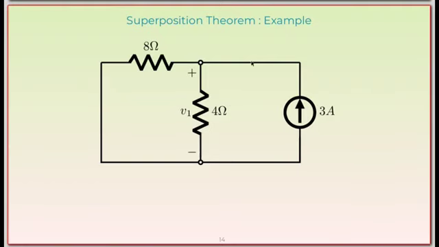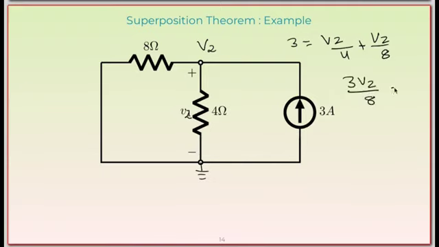Now we can apply our nodal analysis here, and this is V2. It's a misprint here; let's say this is V2, the contribution of this current source. We can apply nodal analysis by making this ground. So for V2, 3 ampere incoming will be equal to V2 divided by 4 plus V2 divided by 8, or 3V2 divided by 8 is equal to 3, or V2 is equal to 8.